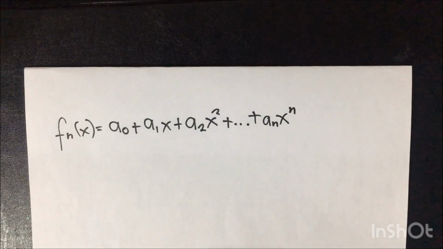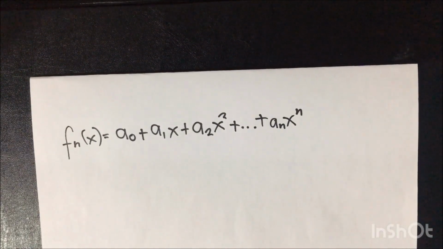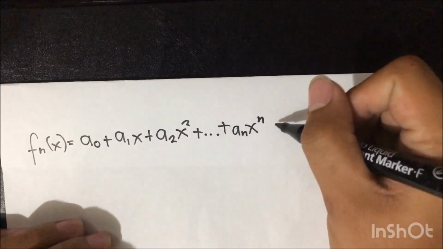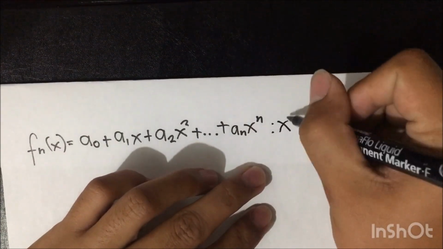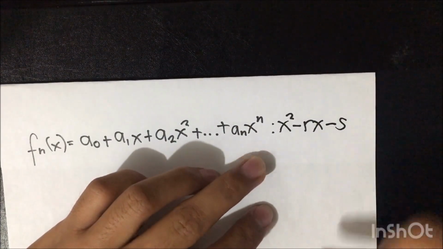Ang Bairstow's method ay isang iterative method na ginagamit para mahanap ang real at complex roots ng ating function or polynomial. Dinidivide ng Bairstow's method ang polynomial sa quadratic function na x squared minus rx minus s. Let's say, meron tayong function of x. I-divide natin to sa x squared minus rx minus s.